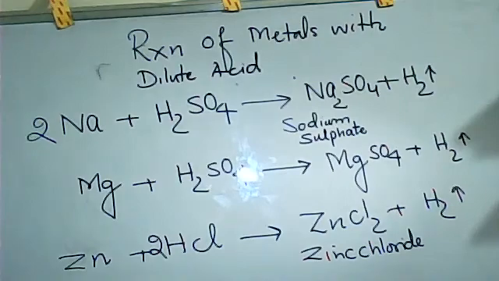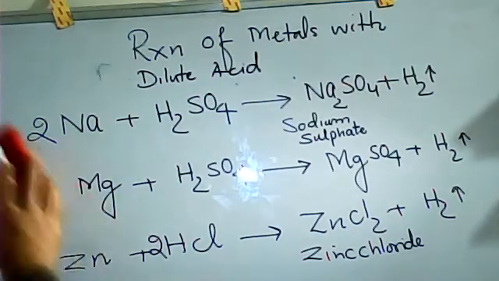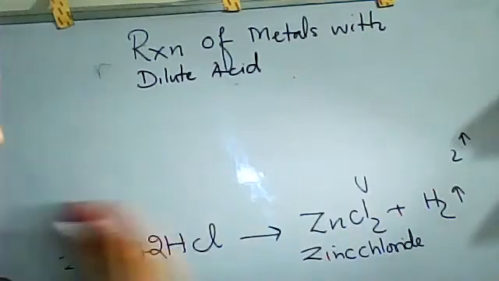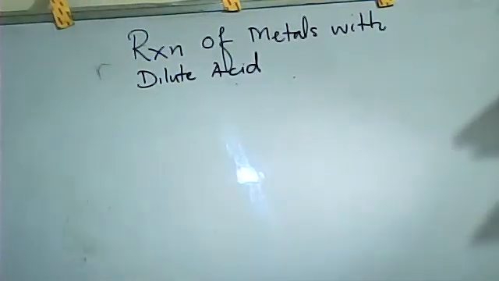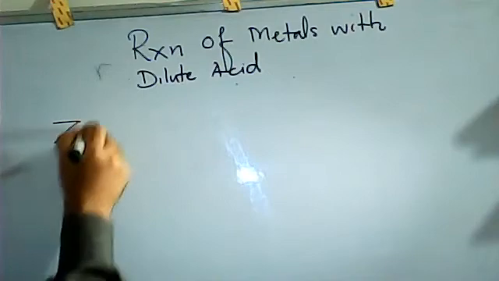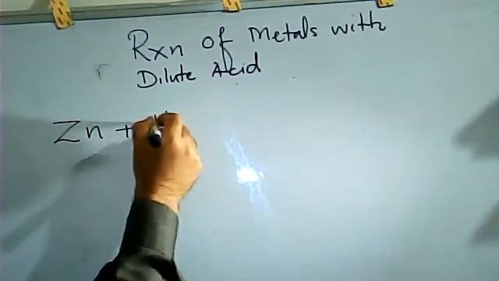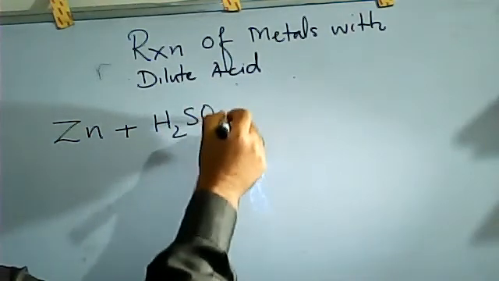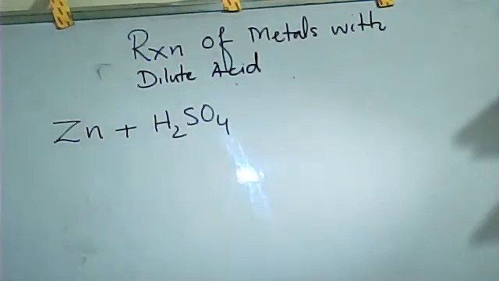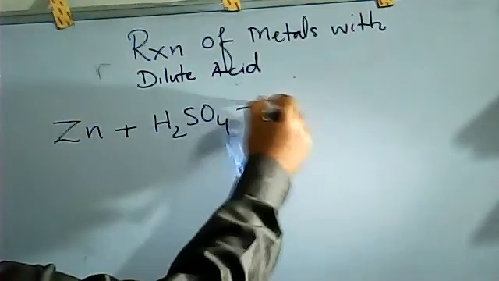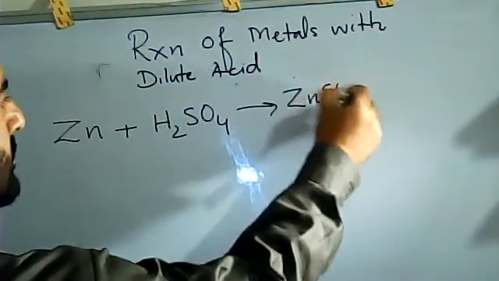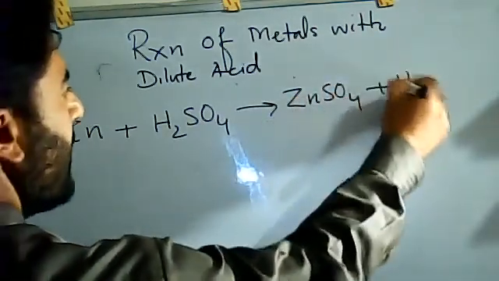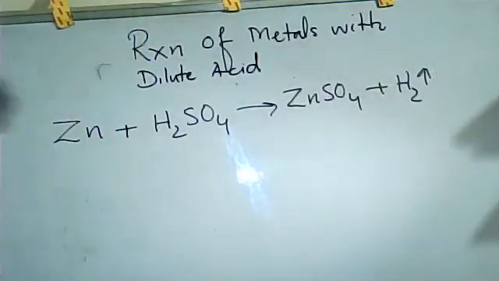Similarly, if the zinc is reacted with sulfuric acid, the result will be like, so we'll make the reaction. Zinc is reacting with sulfuric acid. So what will be the product formed? The product formed will be zinc sulfate. And there is liberation of hydrogen gas. Okay, dear? So there is liberation of hydrogen gas.